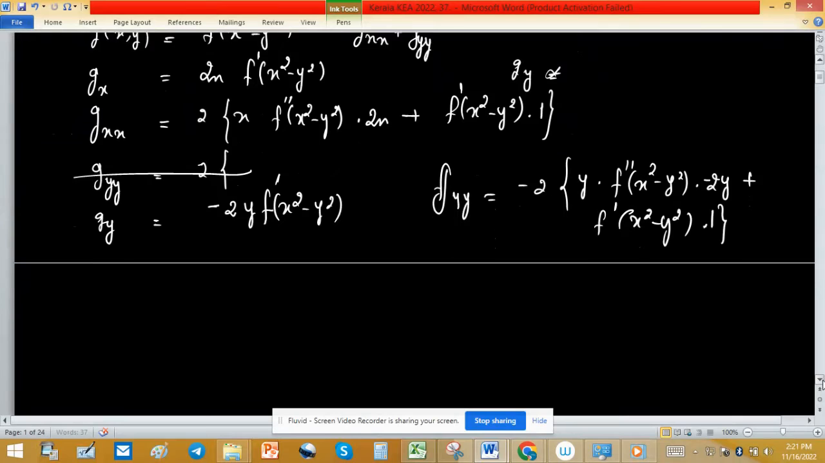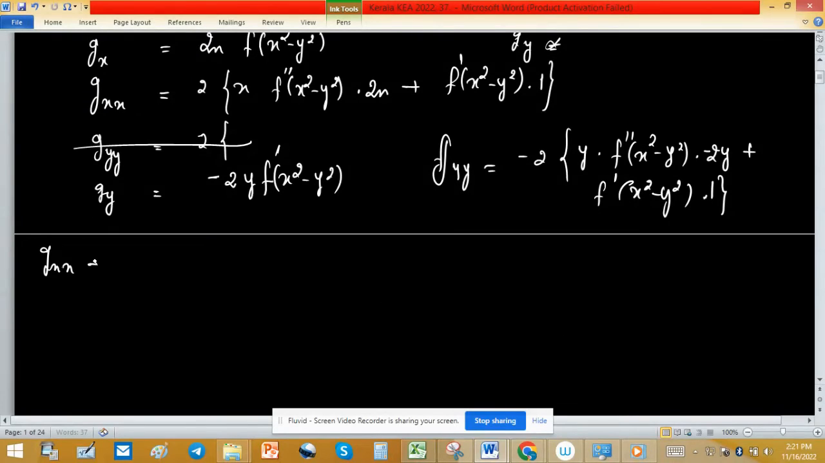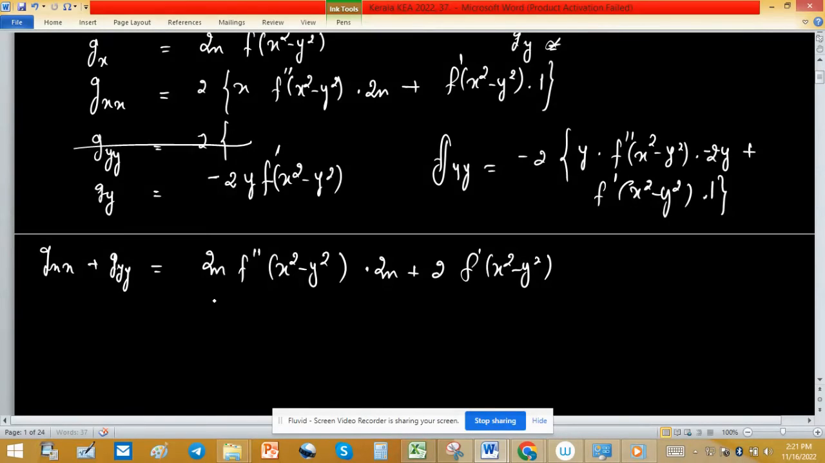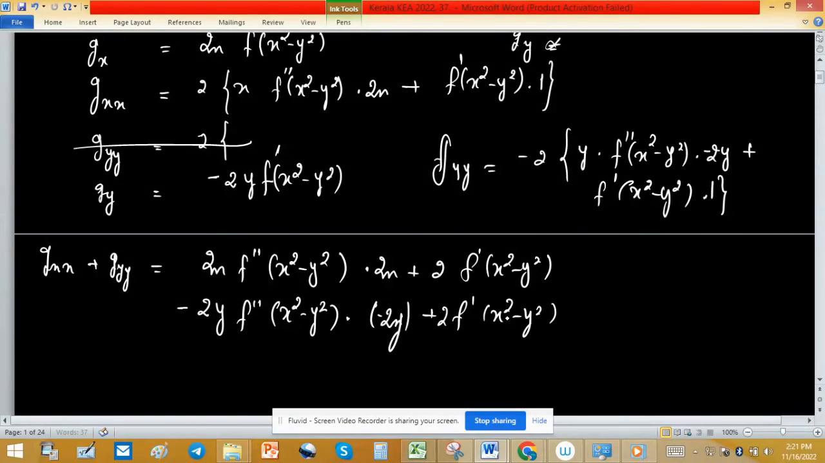Finally, what we have, g_xx plus g_yy equals 2x f double prime of (x square minus y square) into 2x, plus 2 f prime of (x square minus y square), minus 2y f double prime of (x square minus y square) into minus 2y, plus 2 times f prime of (x square minus y square).